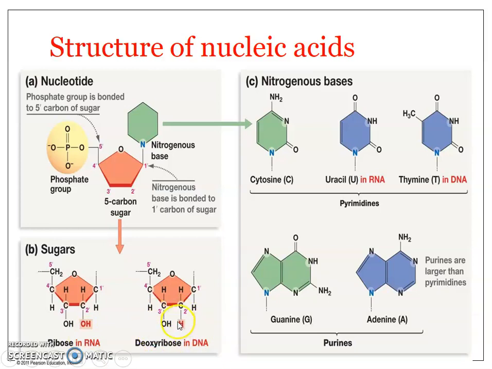What is the difference? The difference is in the group attached to the second carbon on the sugar. Here you can see in the case of ribose, the second carbon has a hydrogen and a hydroxyl group, while in DNA we have 2 hydrogen atoms attached to the second carbon. That is why it is deoxy, because from ribose, 1 oxygen is removed from the second carbon position. So that is how 2-deoxyribose got its name.